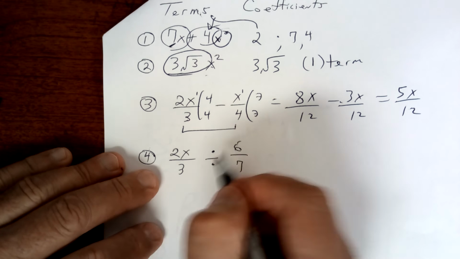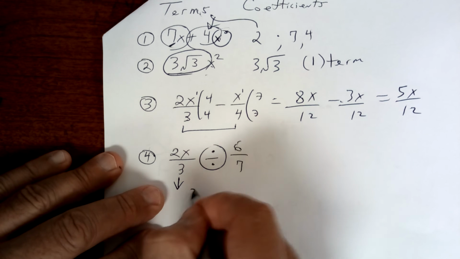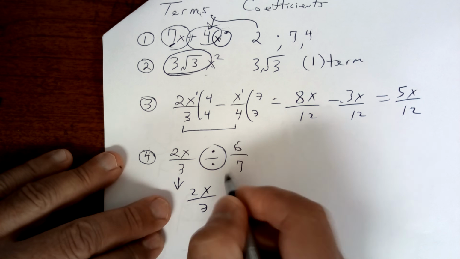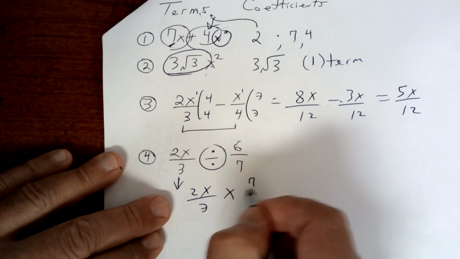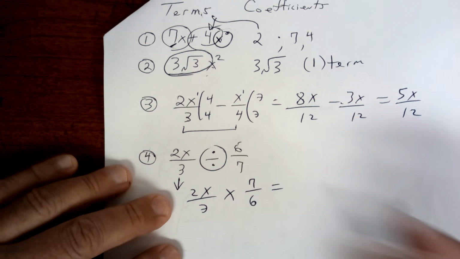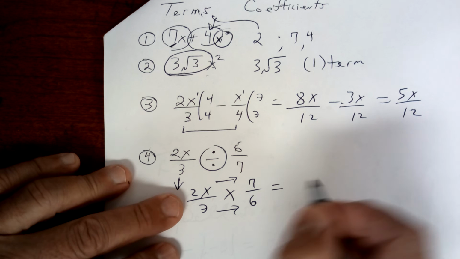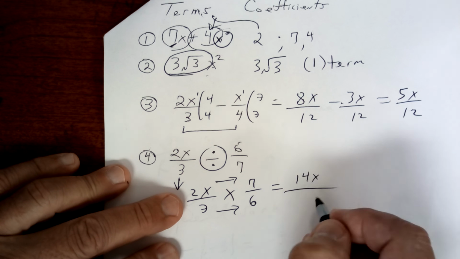Division, you got to keep this. You have to change that and then flip it. Keep, change, flip. And then you multiply straight across. So it's going to be 14x over 18.